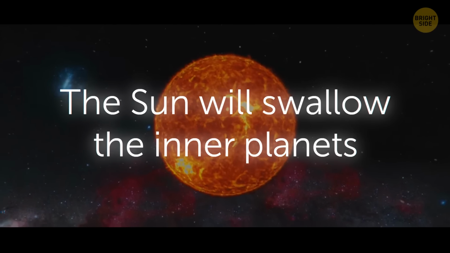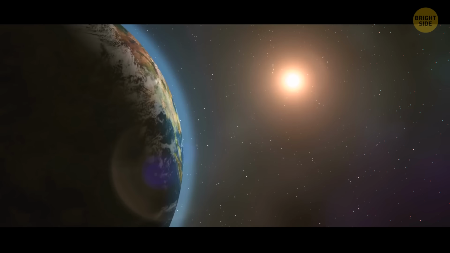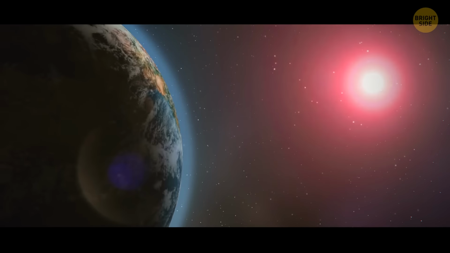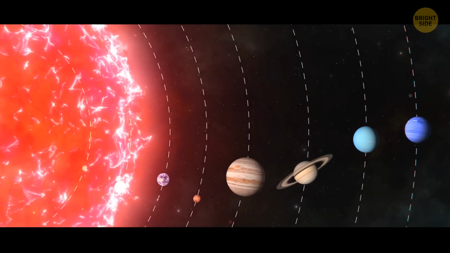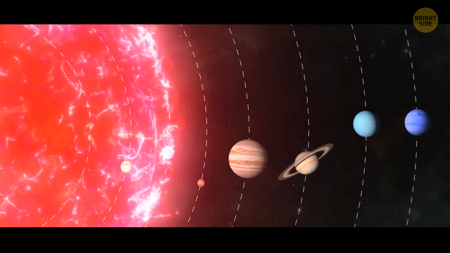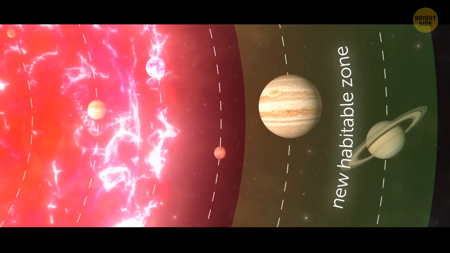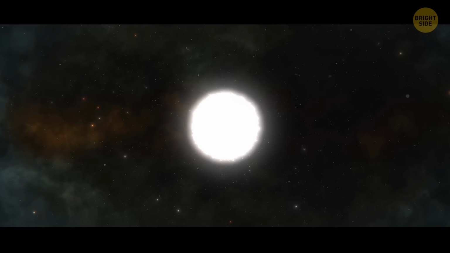The sun will swallow the inner planets. In 5 billion years, the sun will begin to evolve into a red giant, growing hundreds of times its current size. It'll swell up so much, it will eventually engulf Mercury, Venus, and possibly Earth. The new Goldilocks habitable zone may shift to the orbits of Jupiter and Saturn. This process will take a bit under 3 billion years until the Sun reaches its maximum size. After that, our star will shrink into a white dwarf.